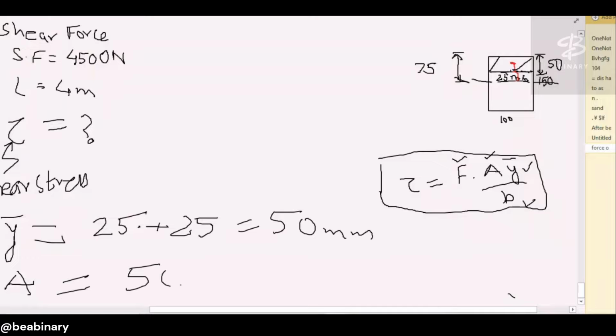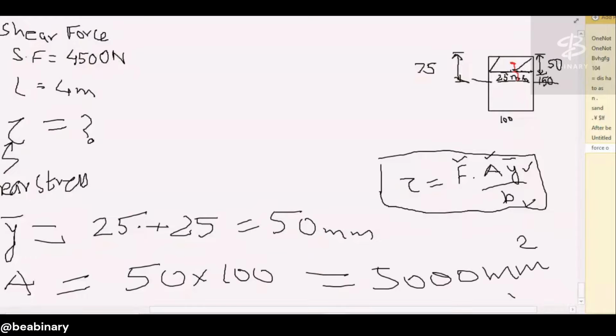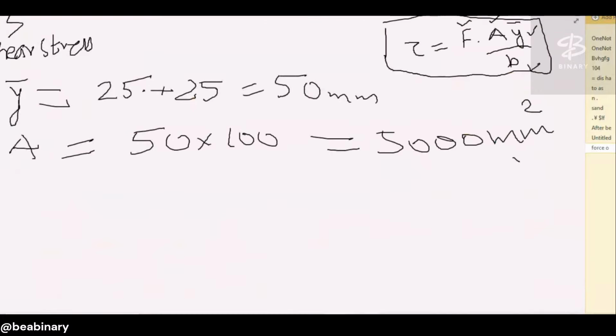50 into 100, this is 5000 mm square. Okay, now what else is left? Force we know, area we have calculated, y bar also calculated.